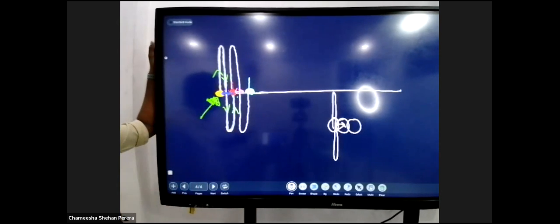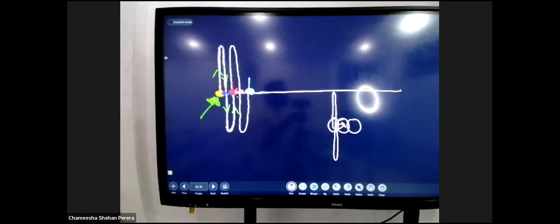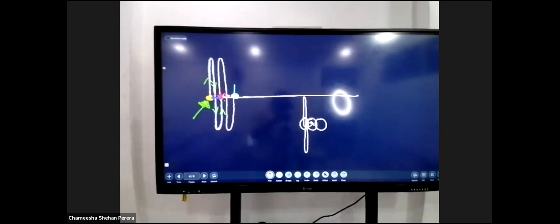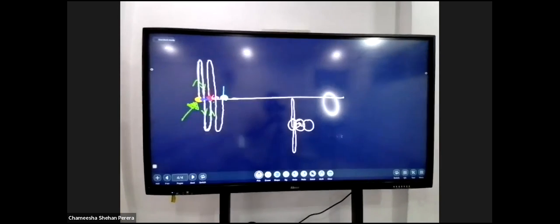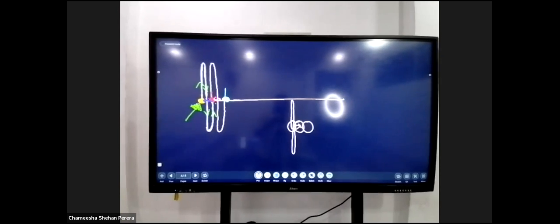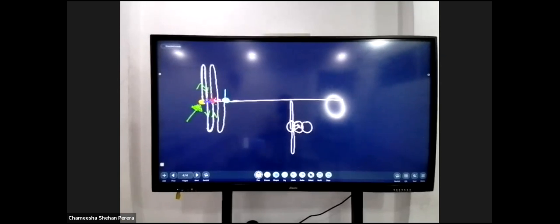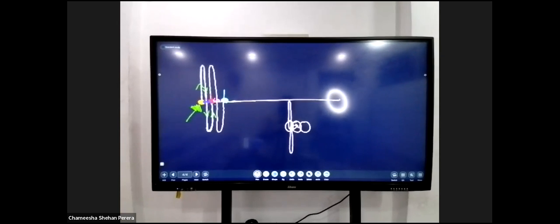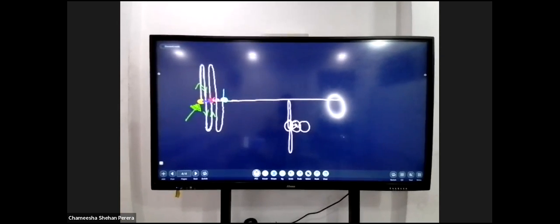So here what you have to understand: when one particle completes its one oscillation, at the time when the particle completes its oscillation, the energy it had is transferred to the next particle.